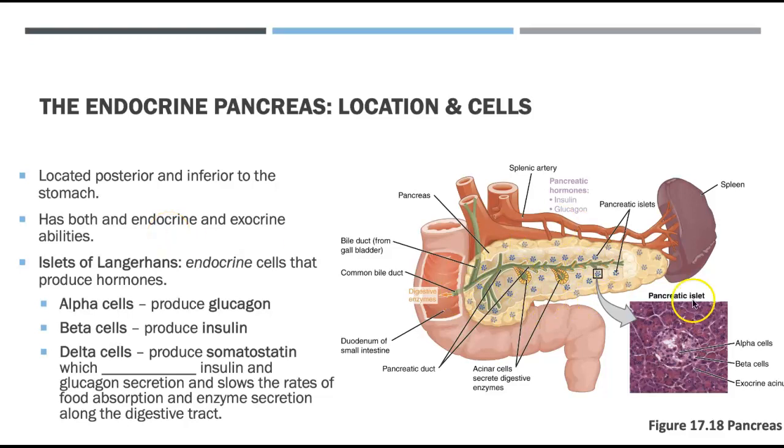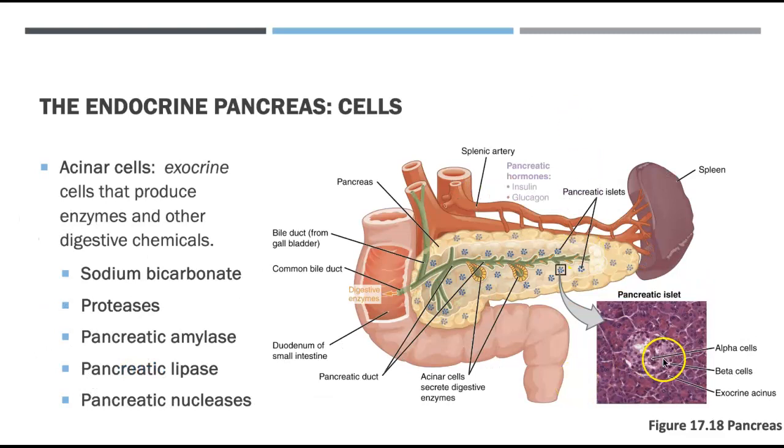If we look at the tissues within the pancreas, we can see that we have three different types of cells. We have our alpha cells that produce glucagon, our beta cells which produce insulin, and our delta cells that are going to produce somatostatin, which inhibits insulin and glucagon secretion and slows the rates of food absorption and enzyme secretion along the digestive tract.